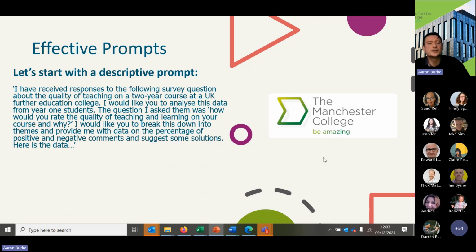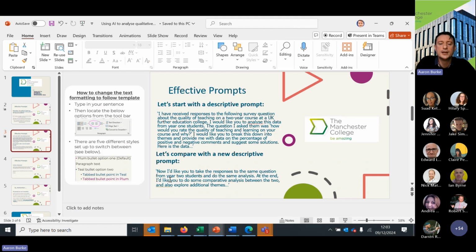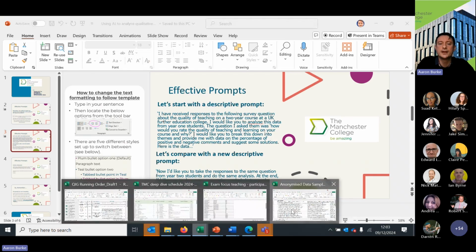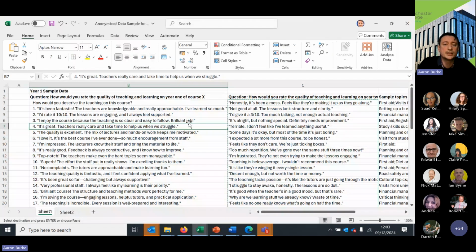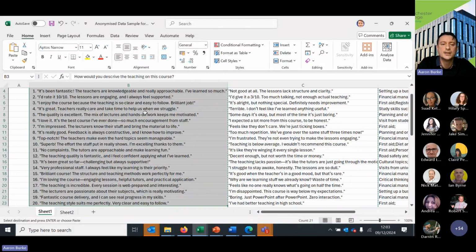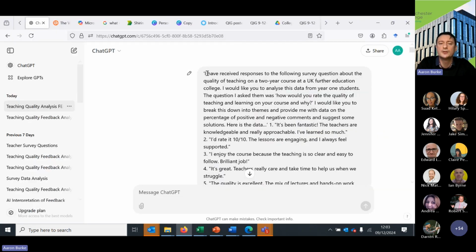So here's the data. So we're going to copy this and we're going to paste it into Chat GPT on this occasion. And we're going to use some data as well from the survey responses. So what I've actually done here is just got a load of anonymized data. In fact, this was actually just generated by Chat GPT for us. So we're going to copy this and we're going to paste this into Chat GPT along with our prompt.